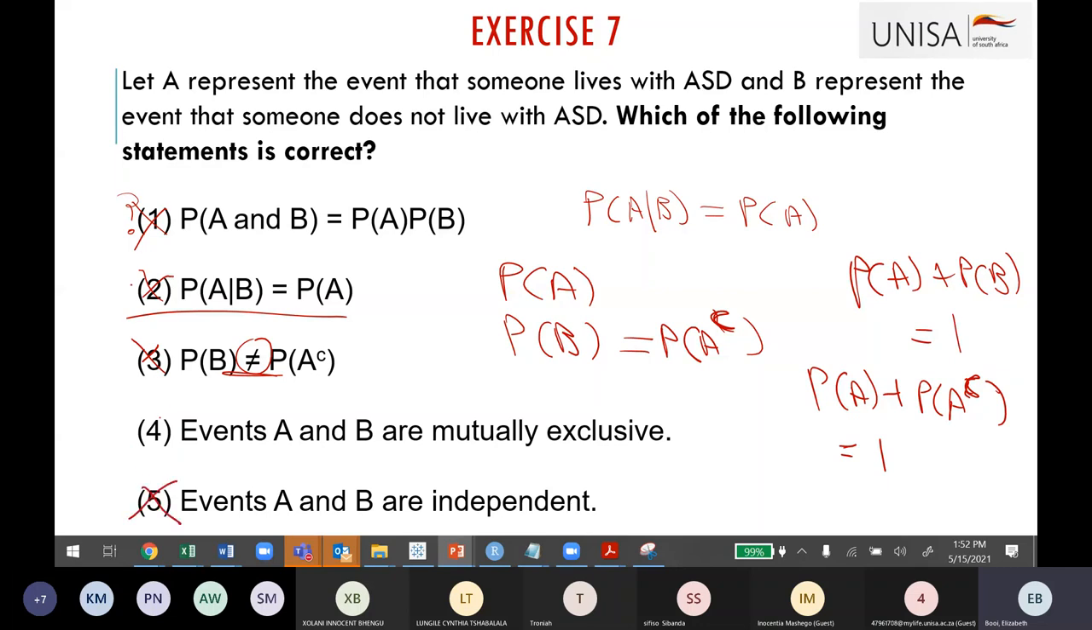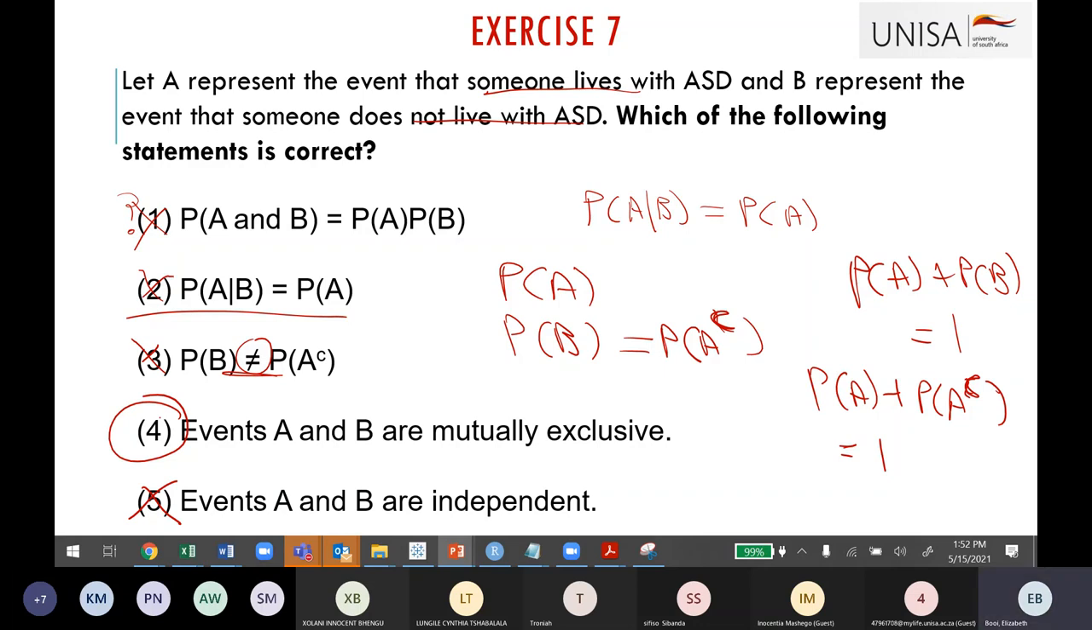Based on those three statements at the top that are not correct, it means events A and B are not independent. Are events A and B mutually exclusive? Yes, they are mutually exclusive, because someone living with ASD cannot also be living without ASD. You can be either one or the other. Therefore, only option 4 is the correct one.